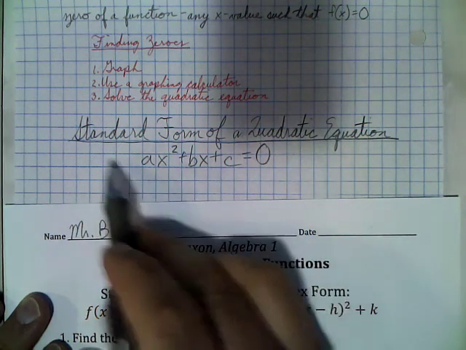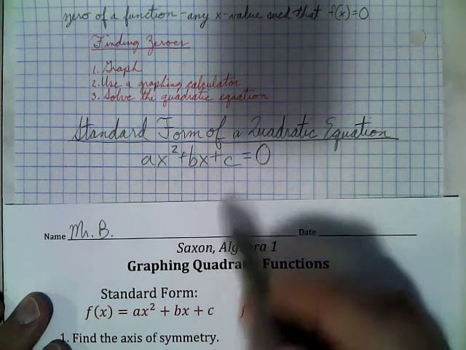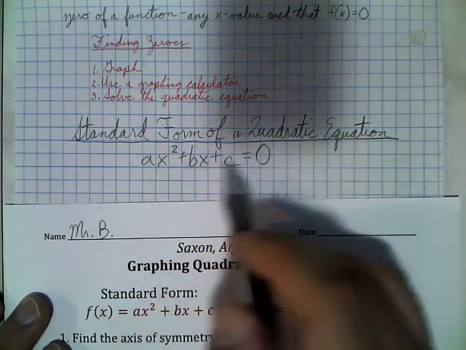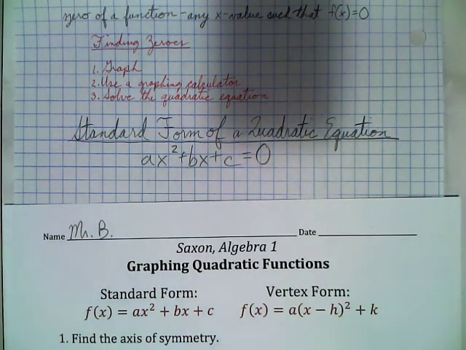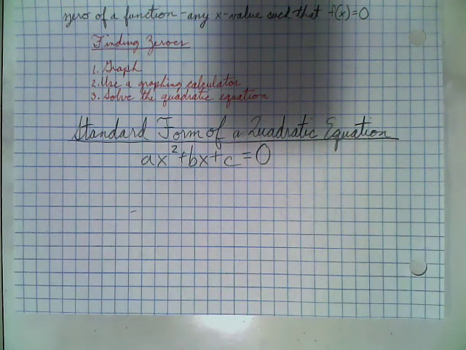So what we do in order to get a quadratic equation into its standard form is we actually solve for 0. We want all of our terms together on one side of the equation. So if we solve that and find out whatever x values make that true, we find the zeros of the function.